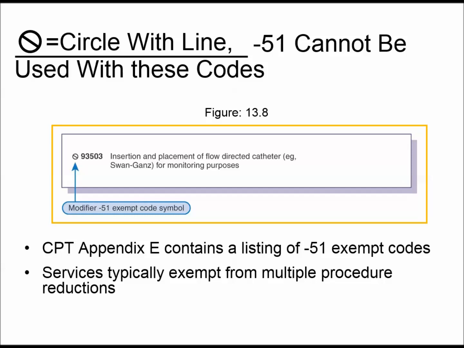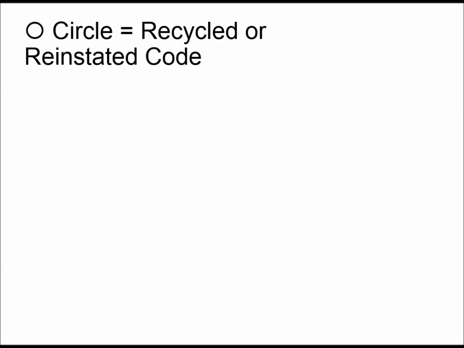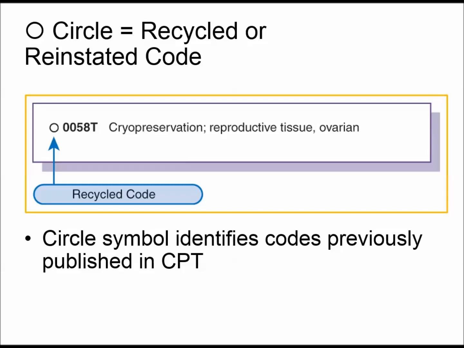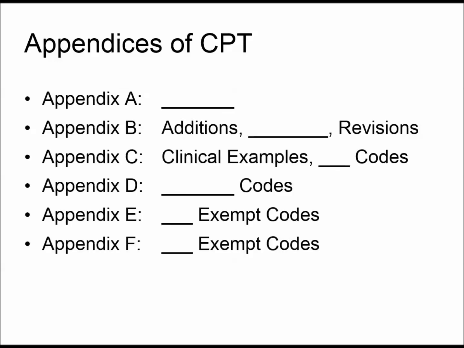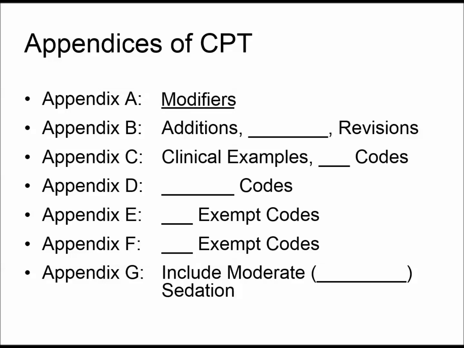Service is typically exempt from multiple procedure reductions, and we're going to talk about modifier 51, as I said, before long. Your circle is actually a recycled or reinstated code, meaning that it has been used in CPT previously. Now, talking about the appendices. With the appendices of CPT, you have Appendix A, B, C, D, E, F, and G.